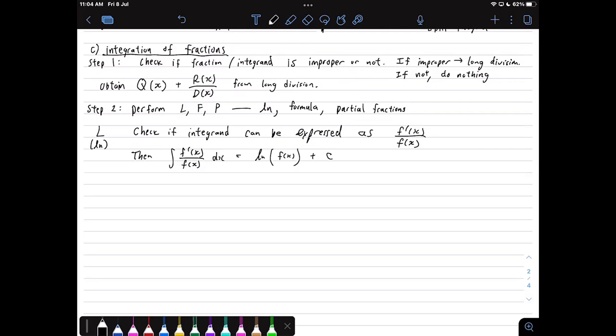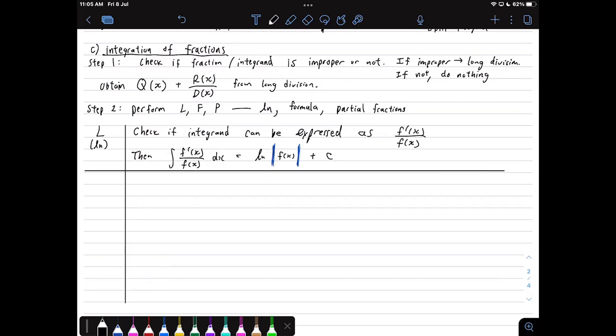Next one. Oh, wait. Sorry, correction. Not round brackets. Should be the square ones. No, modulus. Make sure you have modulus. Okay, moving on. I draw a nice table for you. Next one will be F for formula.